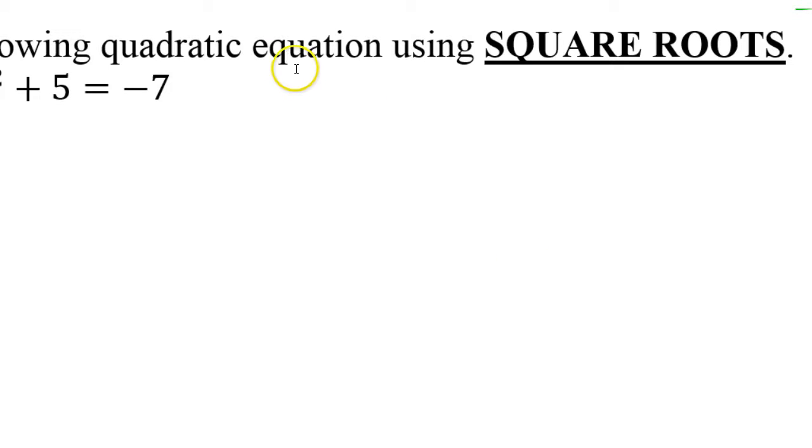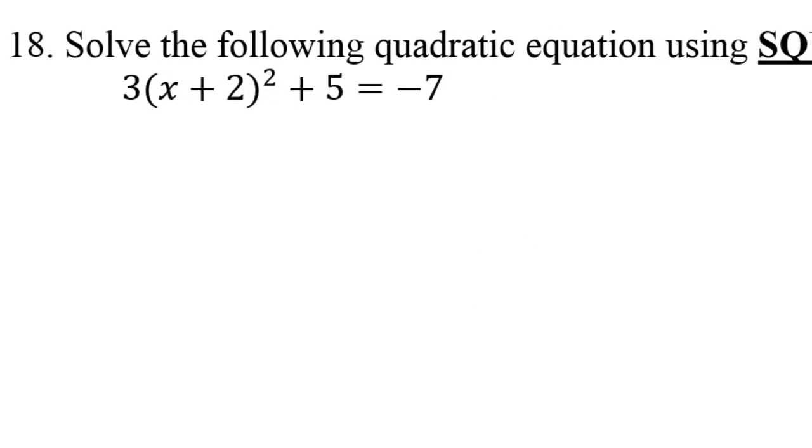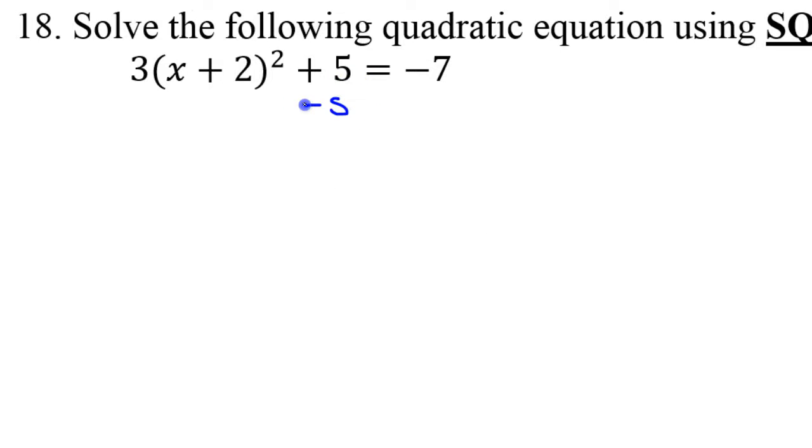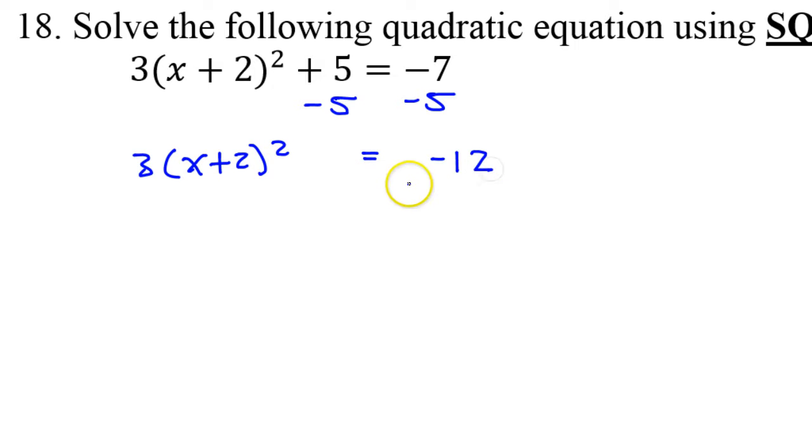First, let's see how to solve the quadratic equation using square roots. So here's what's meant by that. We would start by subtracting 5 from both sides. That's going to give us 3 times x plus 2 squared is equal to negative 12.